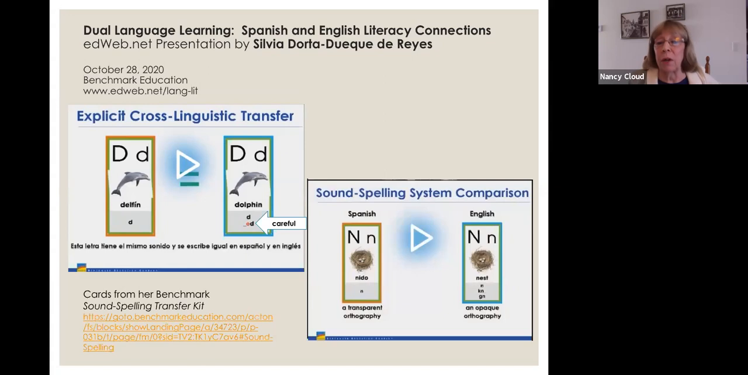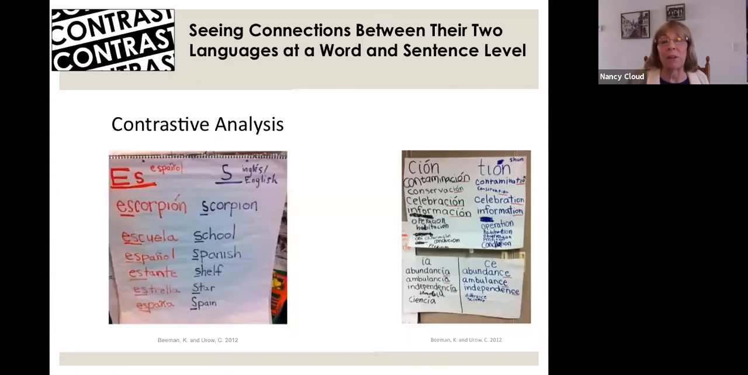But this one's good. This shows them that nest and nido, that in Spanish, you only do N one way, whereas in English, it might be an N, it might be a KN, it might be a GN. But you're getting the idea from this. And there's all kinds of other contrasts we could show them, how the two languages work. Here, I can show them a consonant digraph is possible in both languages, that's on the left. But in Spanish, I can't use it except in the middle of a word. I can't start a word.